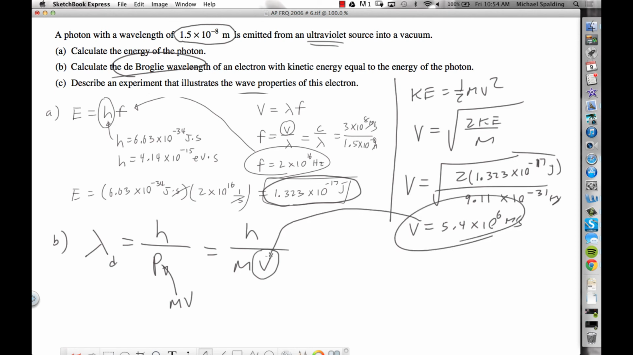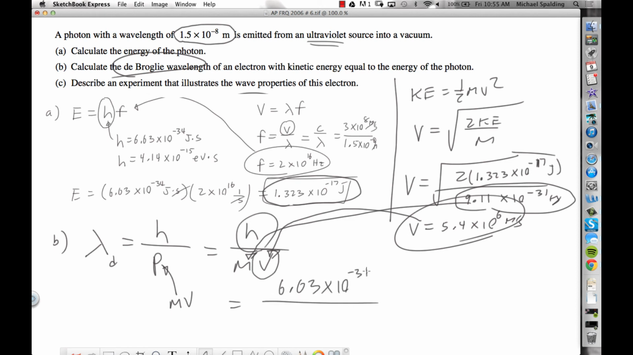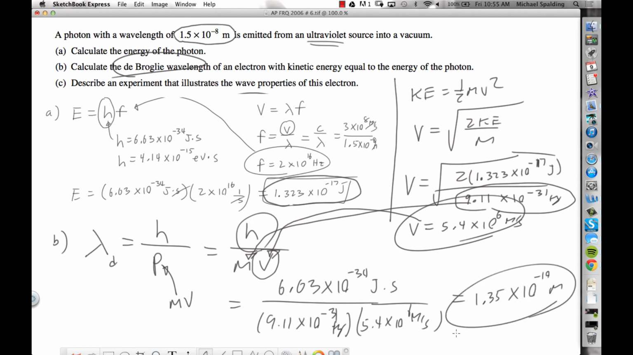Take that, plug it in for velocity. Here's the mass of the electron, plug that in for m. We have Planck's constant, 6.63 times 10 to the negative 34 joule second. Mass of an electron, 9.11 times 10 to the negative 31 kilograms. Velocity, 5.4 times 10 to the 6th. It's just a bunch of plugging in. And then the wavelength comes out as 1.35 times 10 to the negative 10 meters. The equation's going to be given, all you have to do is plug into it. Easy. All right, final question, and then we're done.